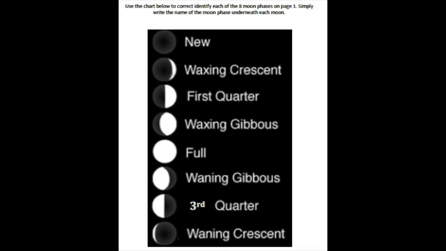Side 2 presents the 8 major moon phases and their names and pictures. So what you have to do is match the pictures on page 1 with the actual names on page 2, and just write the names underneath the pictures on page 1. Spoiler, the first position is new moon.